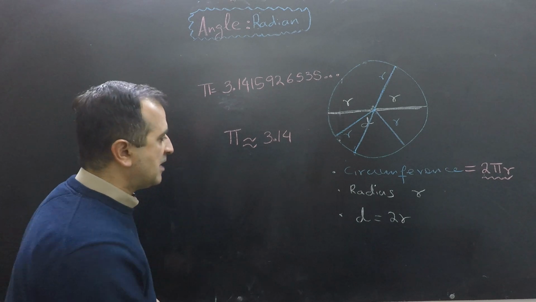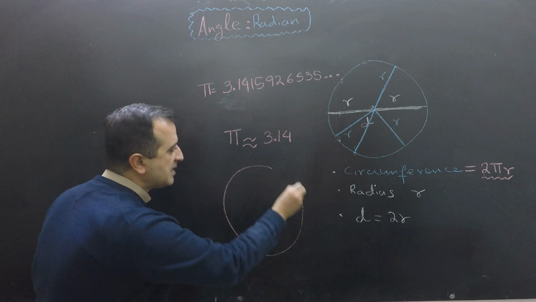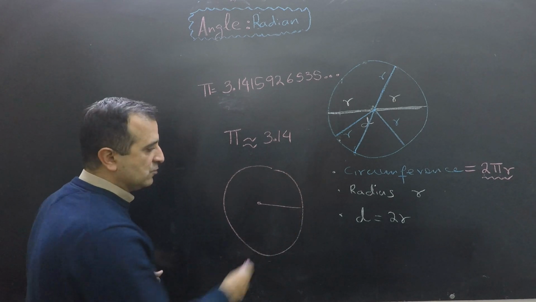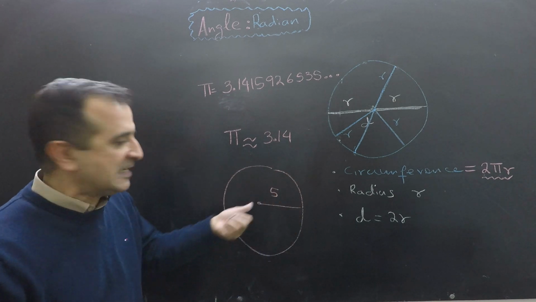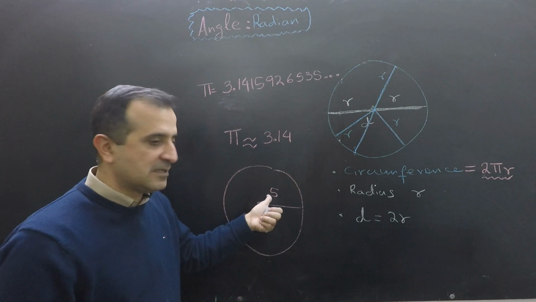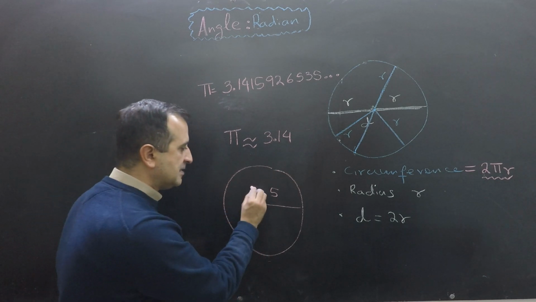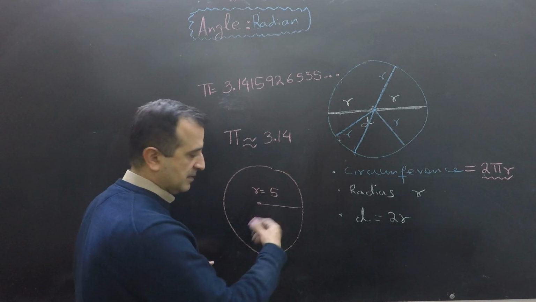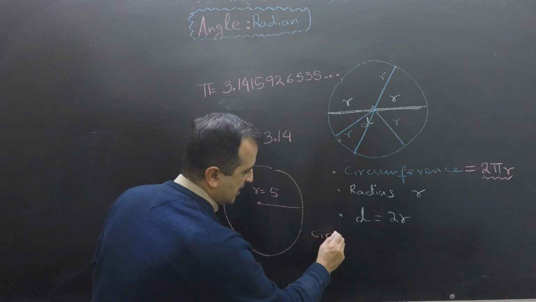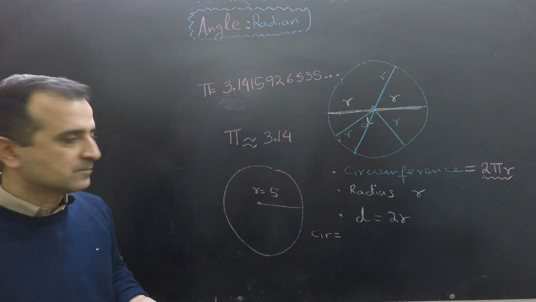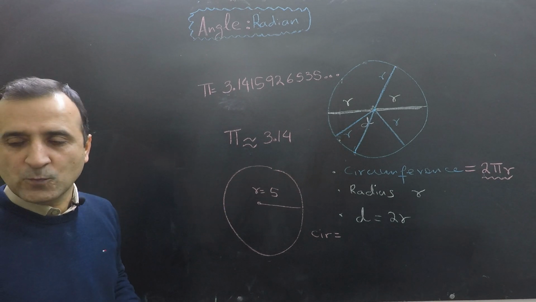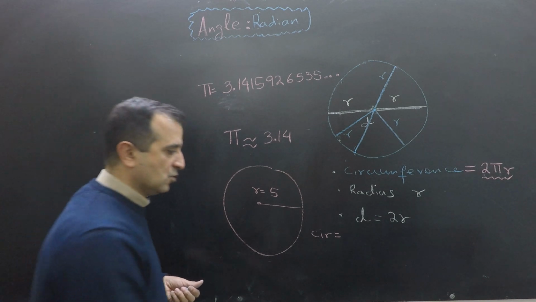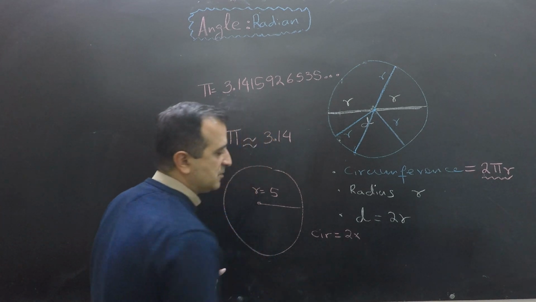So let's say I give you this circle and I say this circle's radius is 5. I don't know if it's 5 centimeters or 5 inches, I don't care. It's just that the radius is equal to 5. Then what is the circumference? Circumference is equal to what? We say the formula is 2 pi r. So it's going to be 2 pi 5.